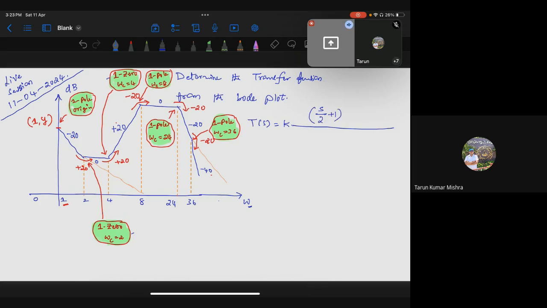Is this clear? What is it basically? Tau s plus 1, correct? That is nothing but s by omega c plus 1. Am I correct? That's what we need to add: s by omega c plus 1, where tau means 1 by omega c. What is the other zero? S by 4 plus 1. Is this clear? Only two zeros, this zero and this zero. Clear?